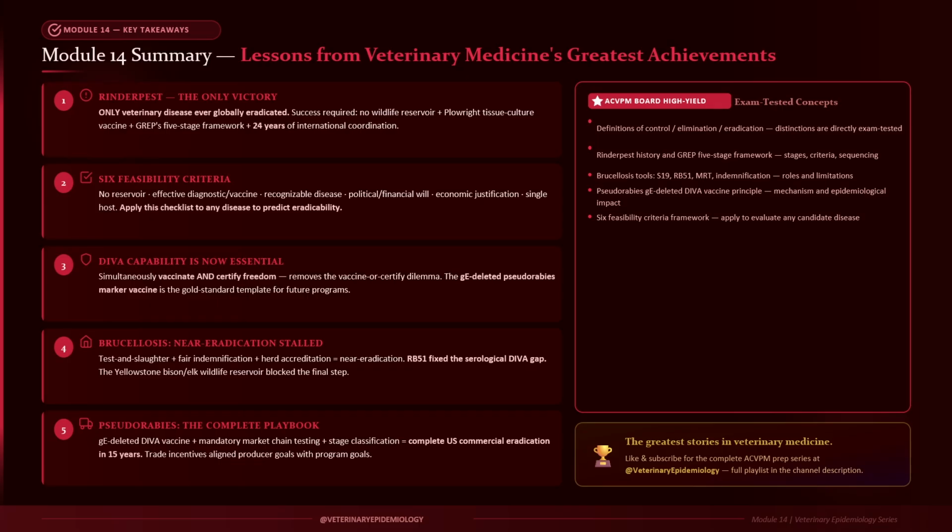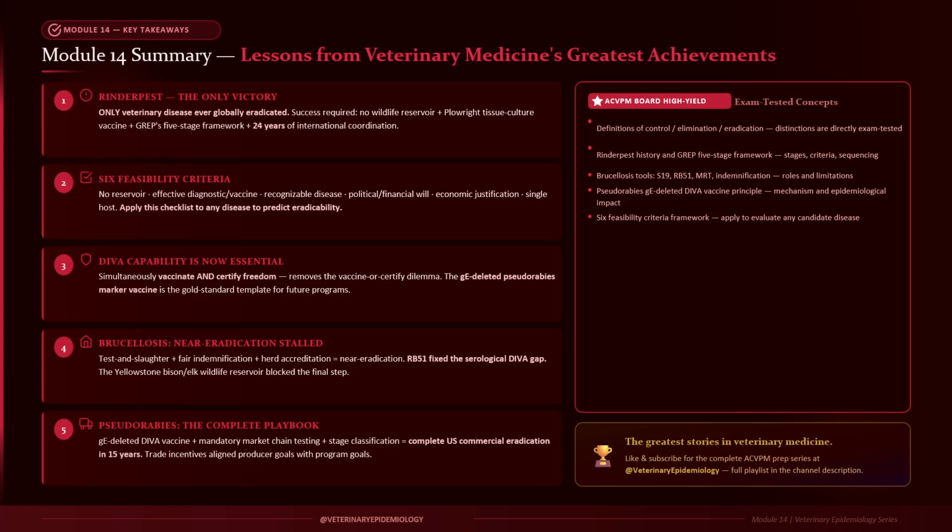Know it cold. Brucellosis, nearly eradicated from U.S. livestock, stalled by the Yellowstone wildlife reservoir. Bison and elk seroprevalence 40 to 60%. This is your classic wildlife reservoir case. RB51 is the DIVA vaccine. Rough LPS mutant, no smooth LPS antibodies. Surveillance can continue in vaccinated herds.